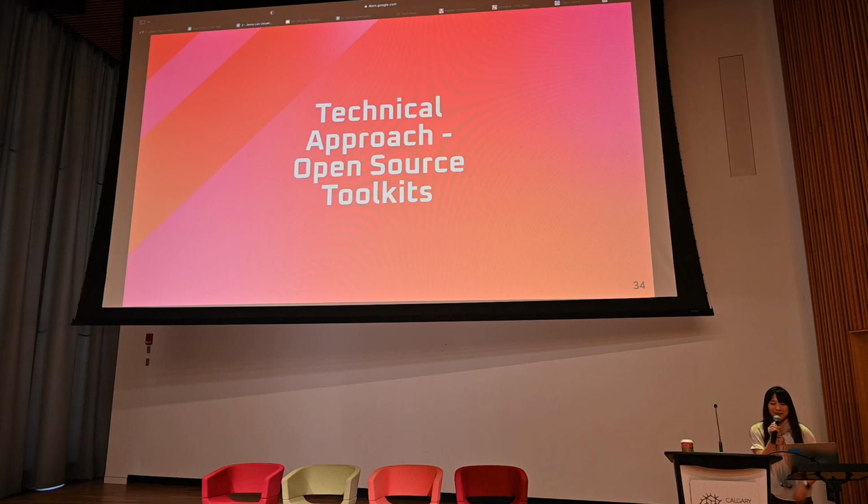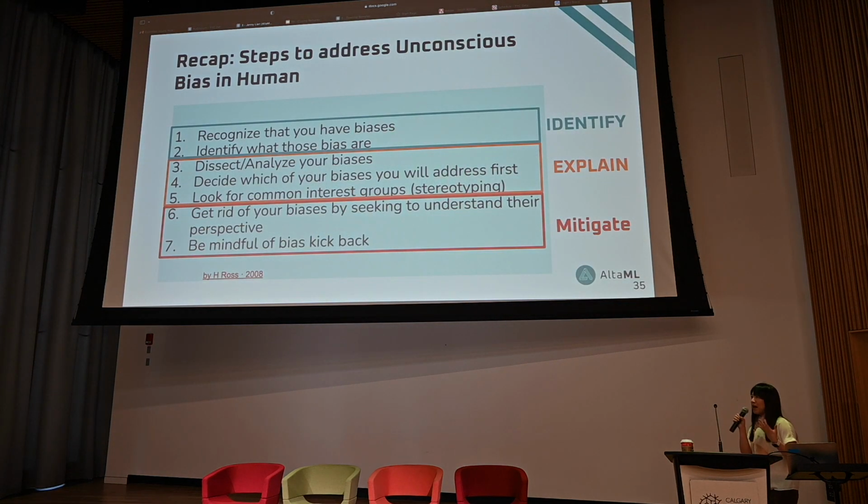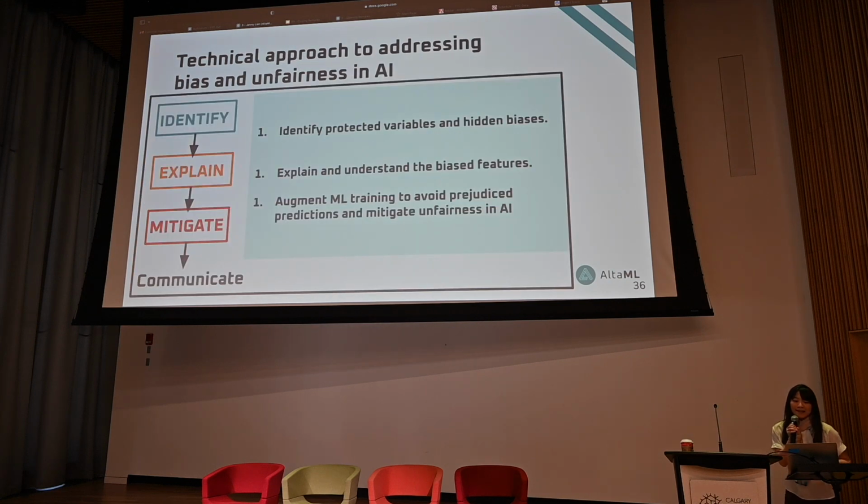So there are some technical approaches with some open source toolkits. Previously, we talked about the steps to address unconscious bias in humans: identify, explain, and mitigate. It's very similar in the AI world as well. You want to identify the protected and proxy variables. You want to be able to explain them so you can augment your machine learning solutions to take these bias issues into consideration, so you can build a model that's fair. Communicate is also very important, and we'll talk about this later.